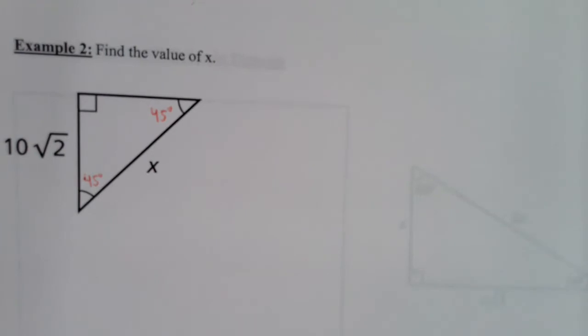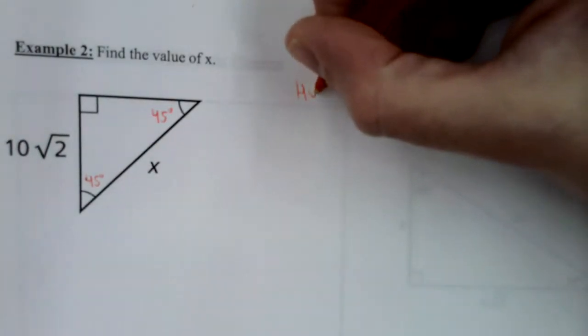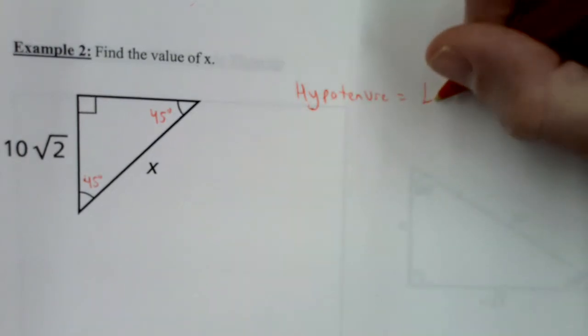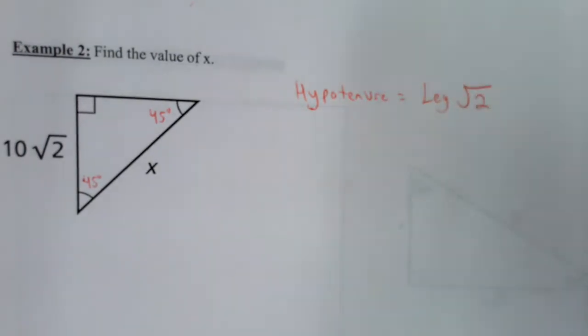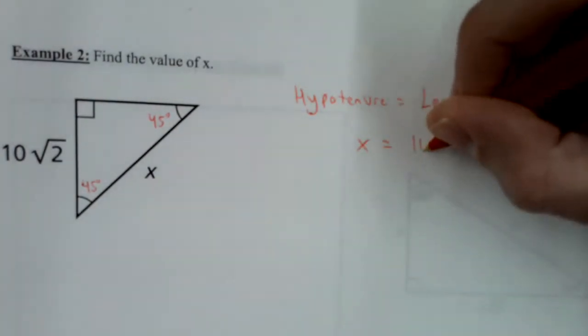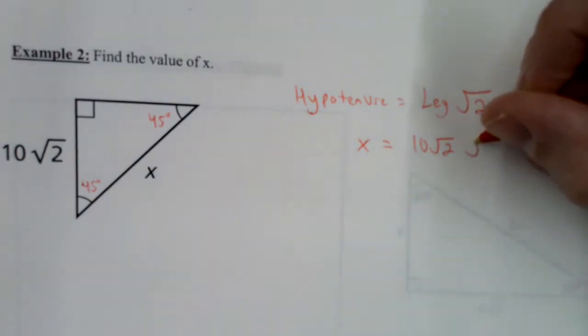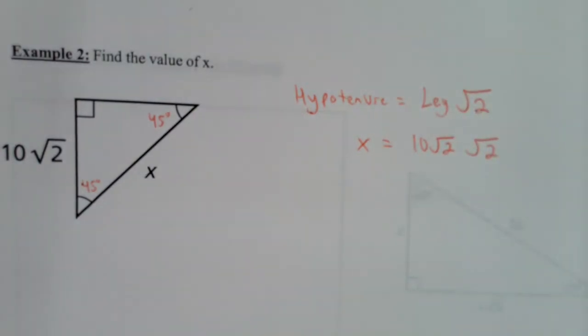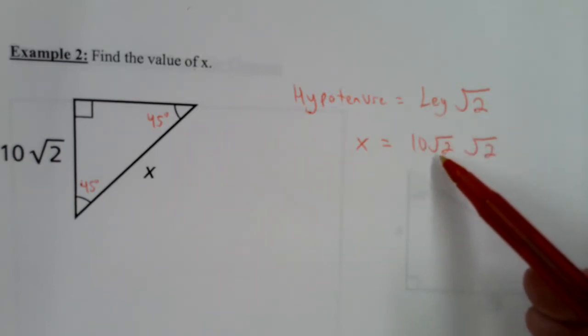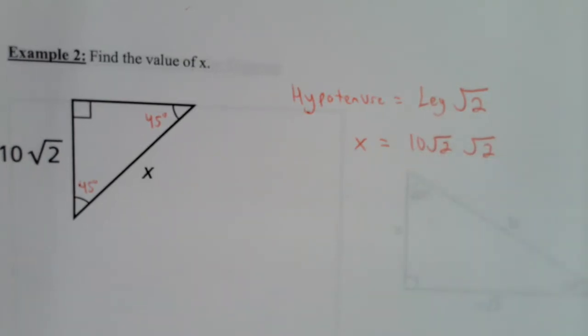We are trying to solve for the hypotenuse x. So I'm going to use this formula again. Hypotenuse equals a leg times the square root of 2. So the hypotenuse x equals the leg, which is 10 square root of 2, times the square root of 2. This 10 square root of 2, that was just the leg. Okay, the leg is 10 square root of 2, so I have to do the leg times the square root of 2.